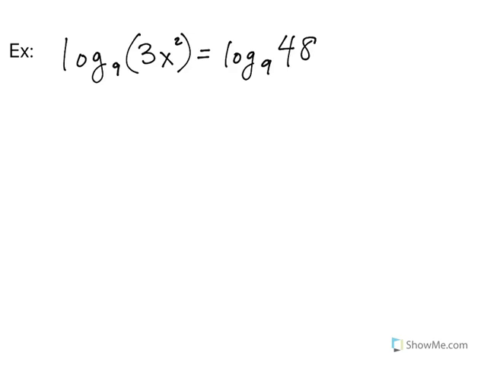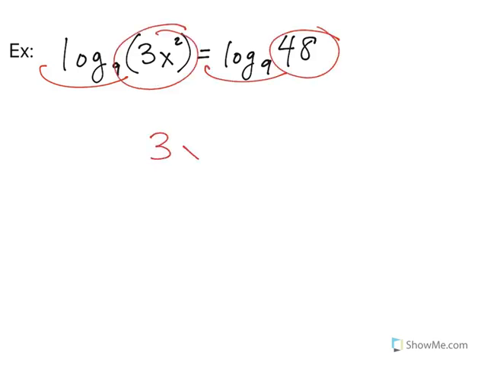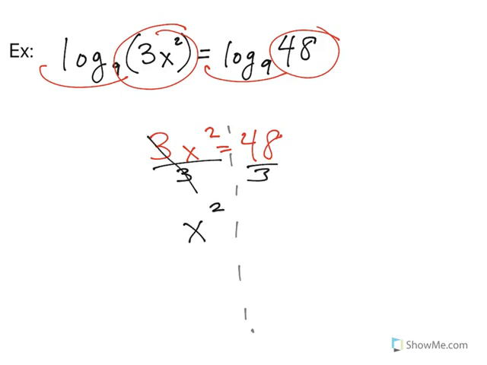The log of 3x squared base 9 equals the log of 48 base 9. Again, same base. Argument must be equal. 3x squared equals 48. First step in isolating the variable is to divide by 3. So x squared equals 16.